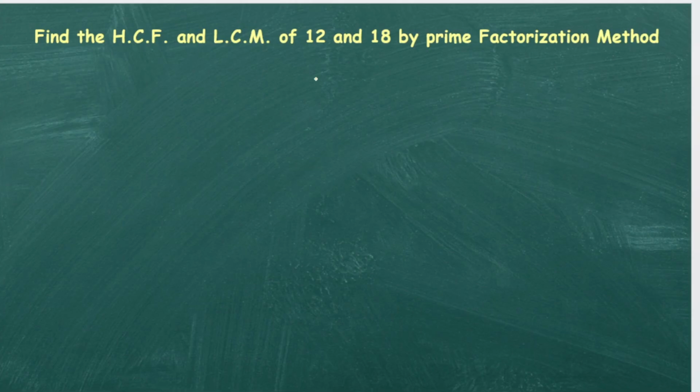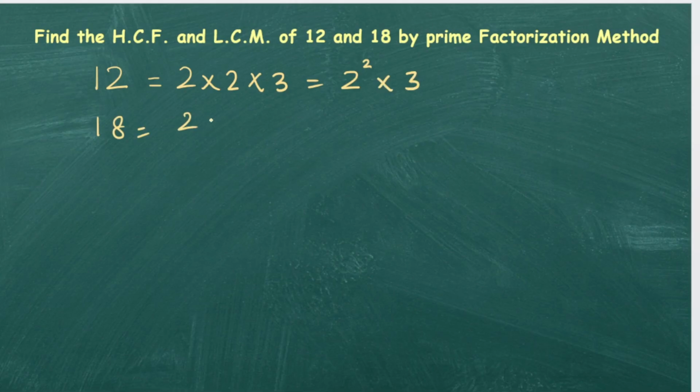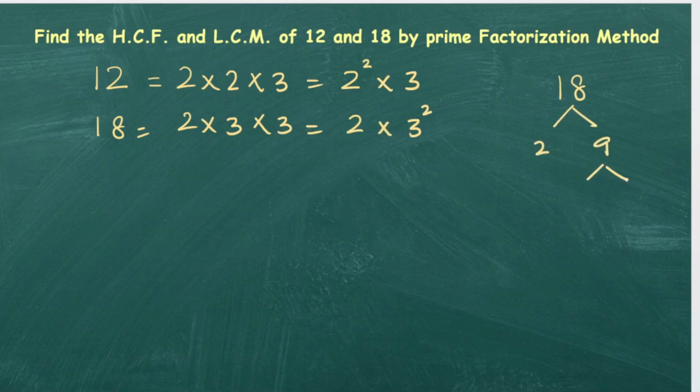Let's do one more. Find the HCF and LCM of 12 and 18 by prime factorization method. Let's write the prime factorization of 12. Now 12 can be written as 2 times 2, 4, 4 times 3, 12. So the prime factorization is 2 square times 3. For 18, 18 is equal to 2 times 3, 6, 6 times 3, 18. So we get 2 times 3 square. In case you wonder how we get this prime factorization, just use the tree method. 18 is 2 times 9 and then 9 is 3 times 3. So 2 times 3 times 3 is the prime factorization of 18.